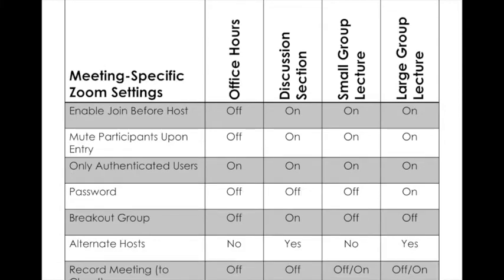Meeting-specific Zoom settings, here they are, and these are pretty important, okay? These are settings that you can specify for each meeting that you're scheduling. For office hours, enable join before host. I typically have that off, but on in every other setting. So people can enter the meeting room, my participants can enter before me for everything except for my office hours, okay?